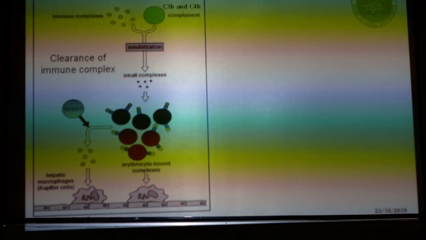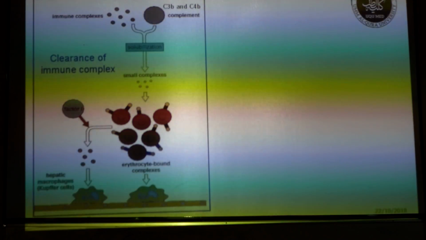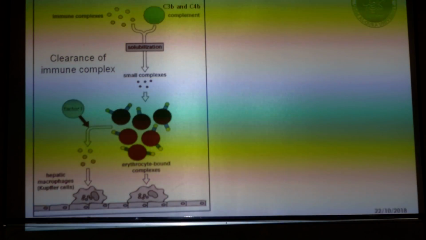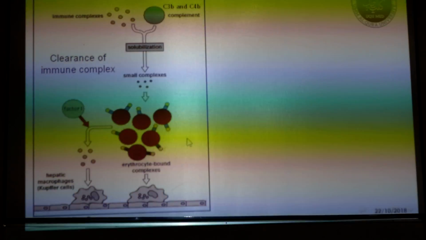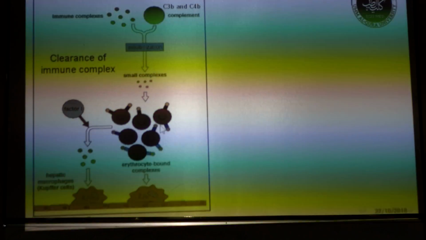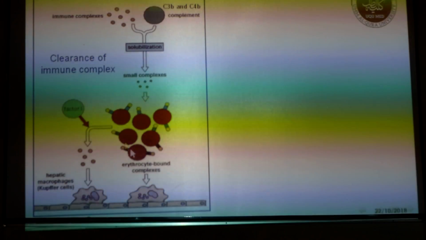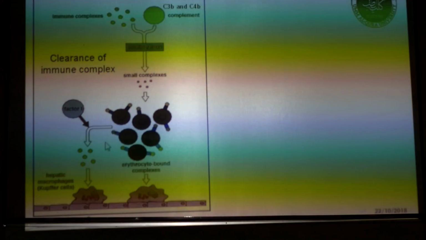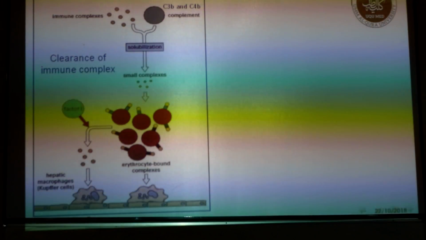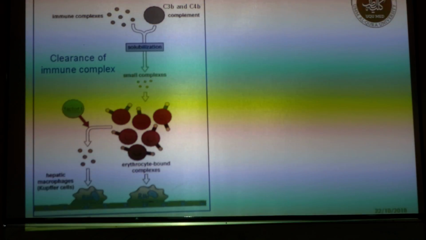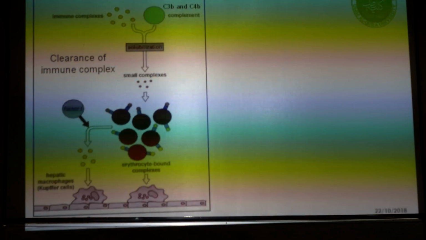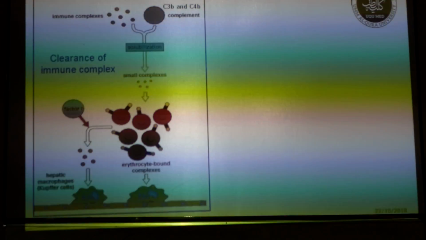For example, C3b in particular, what will it do? For example, a lot of antibodies have made a big network of immune complexes, like the one you see here. The red blood cells are in the figure with a lot of antibodies around them. C3b can make them small, so they will detach them. Whenever C3b is produced, it will first break them up into small complexes so that they are not big in size and do not deposit.